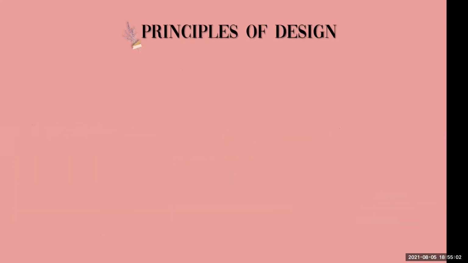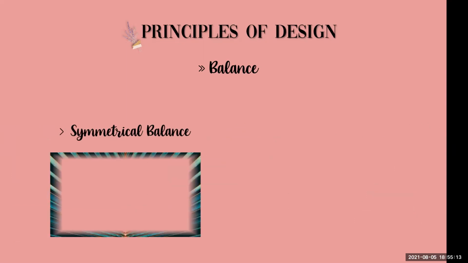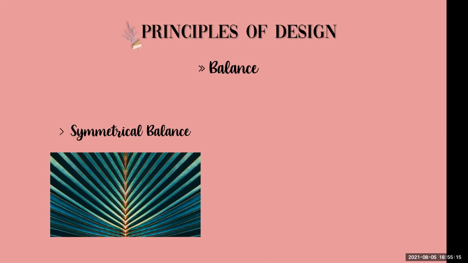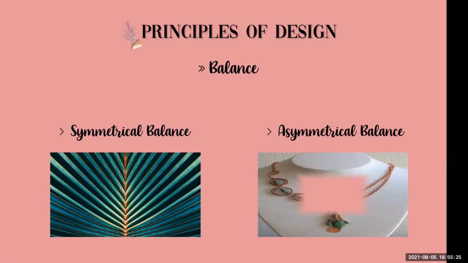And the next thing is balance. Balance is a distribution of visual weight of an object. There are two types of balance: symmetrical and asymmetrical. Symmetrical balance is when we divide this picture in half, it has equal weight on both sides. Asymmetrical balance is when we divide this picture in half, it is not equal, it does not have equal weight on both sides.